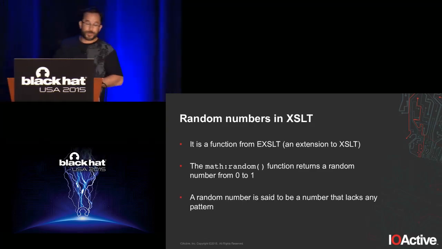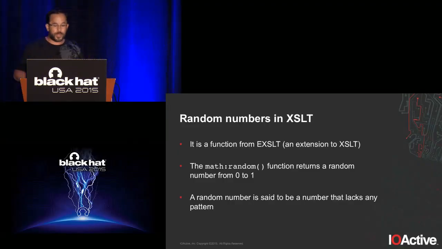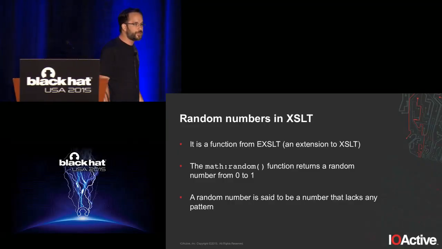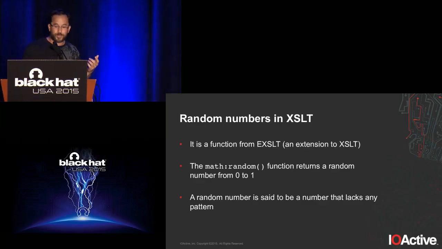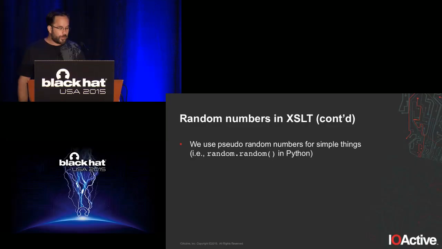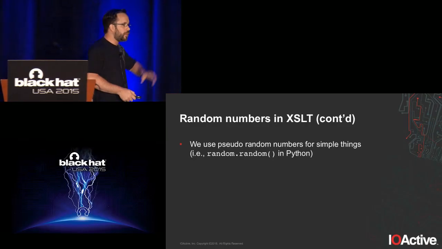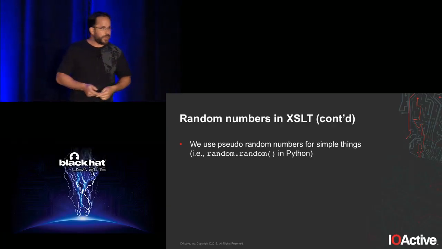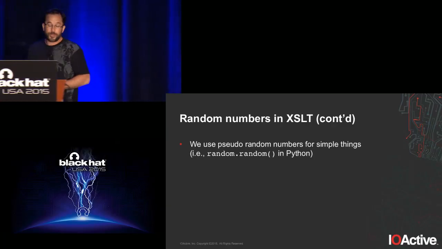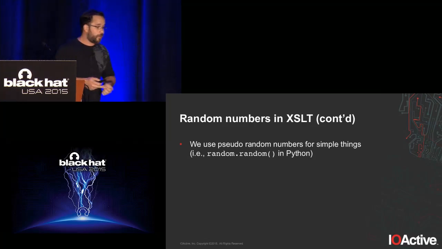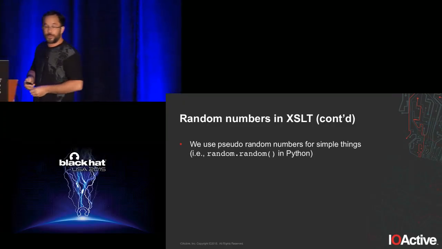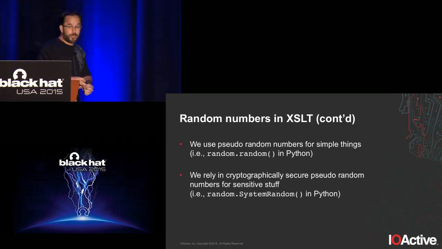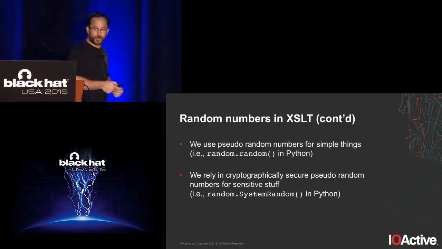And as with most random number implementations, you would expect that this number doesn't have any pattern. You're not able to know where this number came from, or to know what the next number will be, for that matter. So normally we may use pseudo-random numbers for simple things, for example, pick a color, pick a name, something like that. For that, we use random implementations which do not have a lot of security, but they may be good for what you are trying to use them for. But we may rely on cryptographically secure pseudo-random numbers when it comes to sensitive stuff.